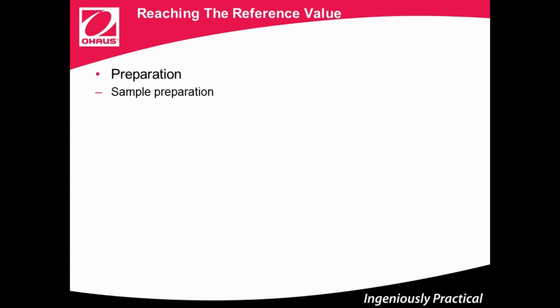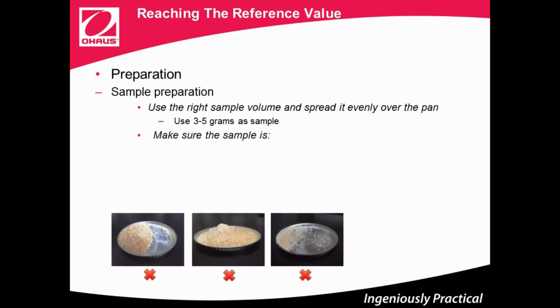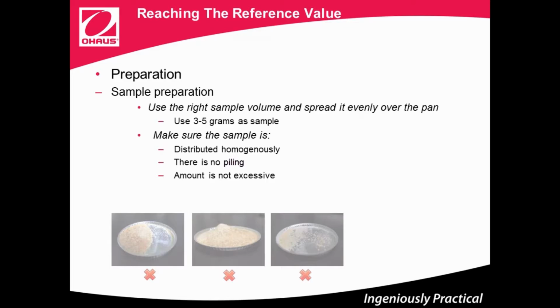After you've prepared the sample and equipment, use the right sample volume, about 3 to 5 grams of the already prepared sample, and spread it evenly over the pan. Make sure the sample is distributed homogeneously, there is no piling, and the amount is not excessive. For consistent results, the correct sample amount should be homogeneously distributed in the pan.